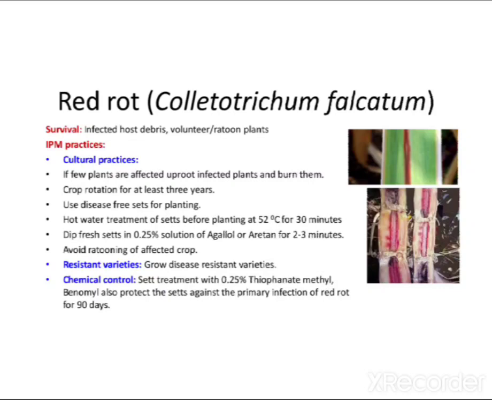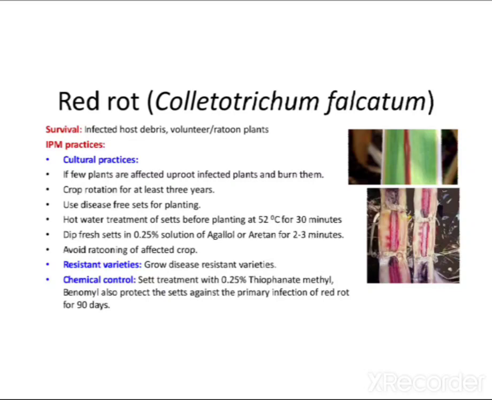So now we see some management practices. These include IPM practices, that is integrated pest and disease management, which are cultural practices, use of some resistant varieties and chemical control. And the cultural practices also include uprooting of the infected plants if only a few plants are affected, and destroying them.